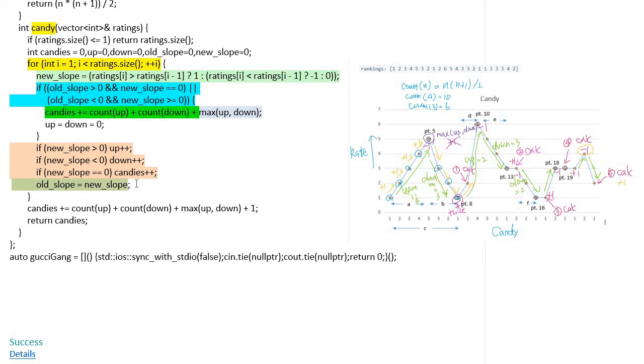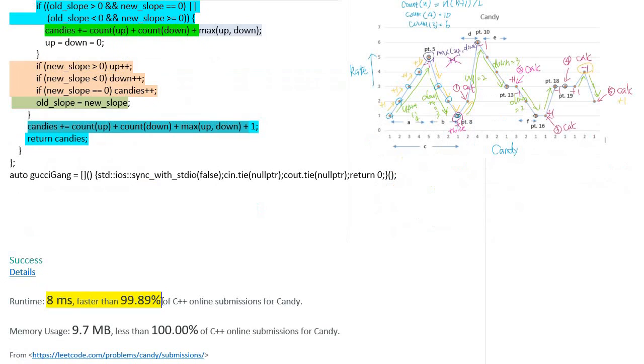If the slope is 0, it means that we can allocate just one candy because the neighbor's rating is the same. And at the end of the for loop, the old slope is updated with the new slope. And lastly, we have to calculate the candy count of the remaining slope. At this point, we have to add the +1 to complement the -1 in the previous slope calculation, and lastly return candies. Okay, this is the fastest solution among the previous solutions that I explained in my previous videos.